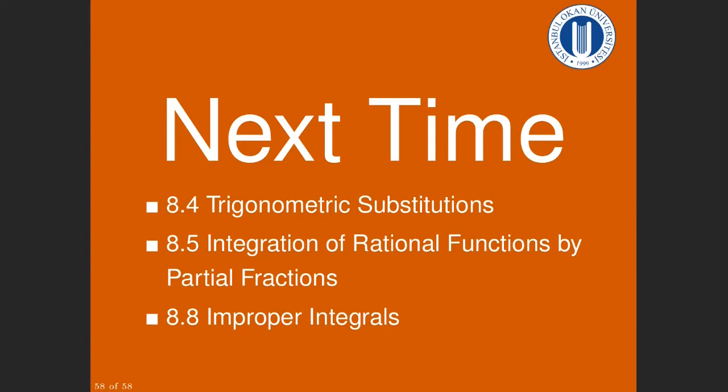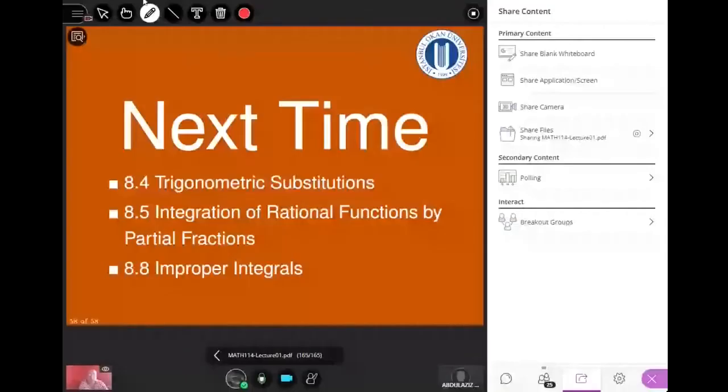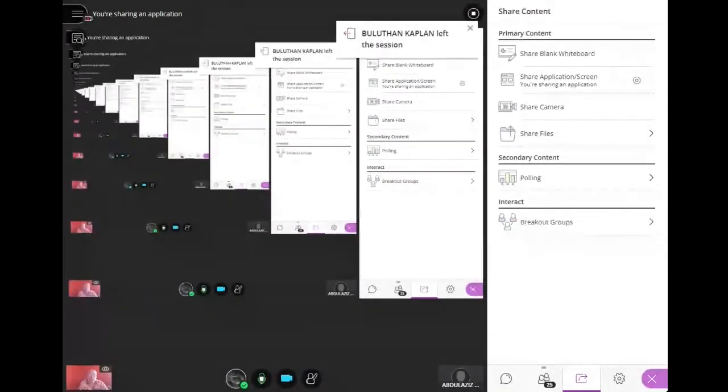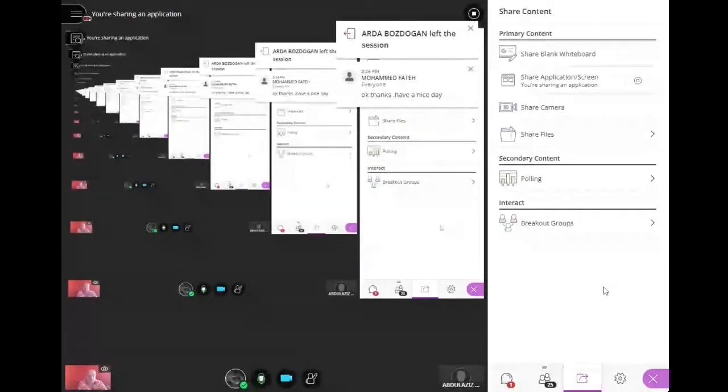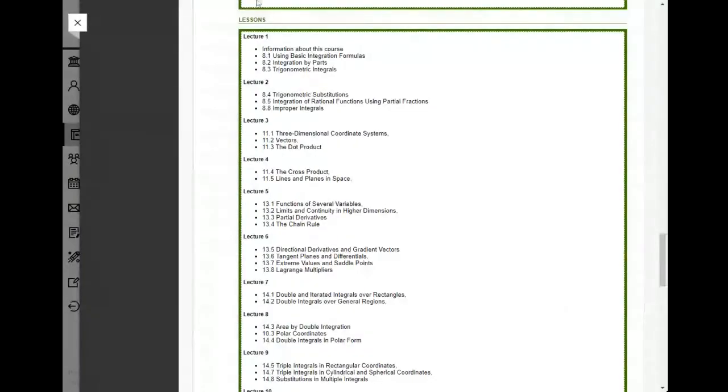Let me see if I can share that. Oh, I did something wrong there. Here we go. Here's the syllabus. These are the sections that you should be reading each week.